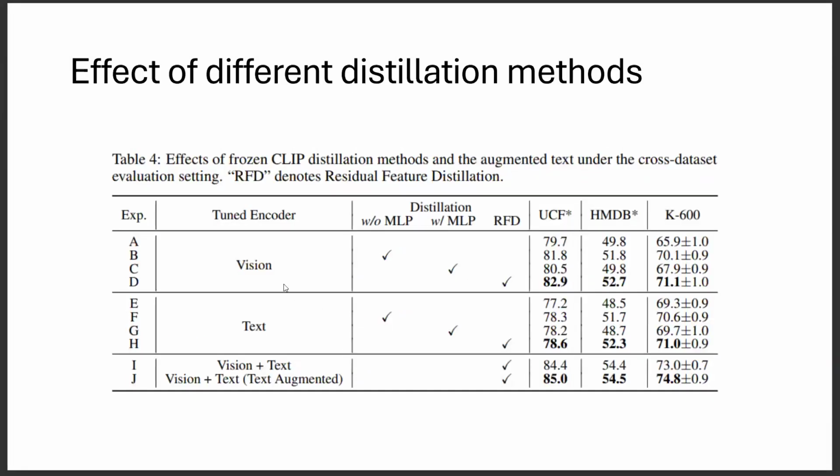And this is the effect of their proposals. If they just use L2 loss between the student model's embedding and the teacher model's embedding, it performs worse. If they use MLP, it performs a bit better. But if they use the residual feature distillation settings, it performs best. Both for the visual model and text model, and if they combine both, the result is the best.